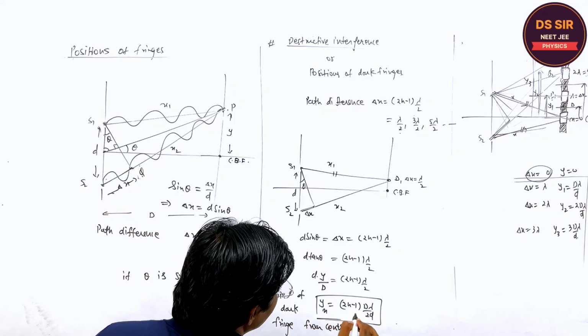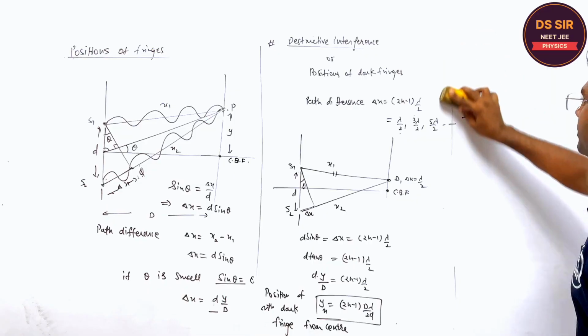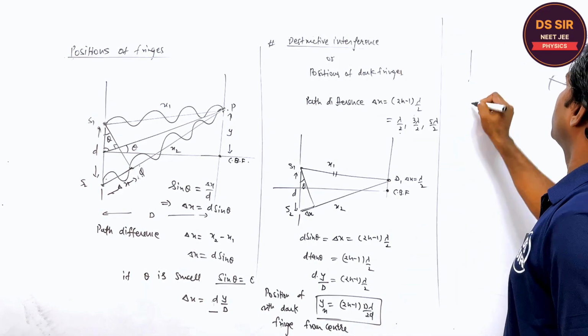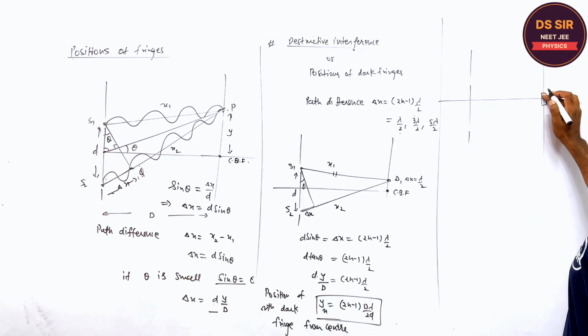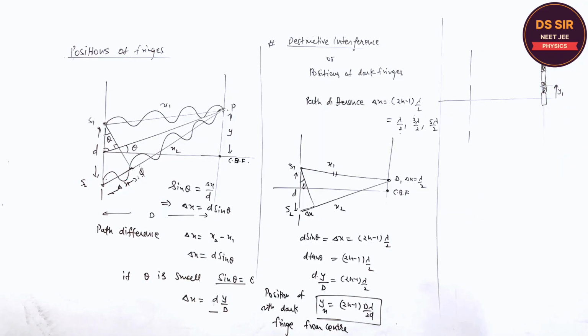From the center. Copy this. So I am making the figure once again for the consecutive dark fringes. If this is S1, this is S2, right? This is the central bright fringe. This is the first dark fringe. This is B1. This is D2. This is again a bright fringe, a dark fringe. All right. So this is D1, suppose. So this distance is y1. Are you getting it or not?